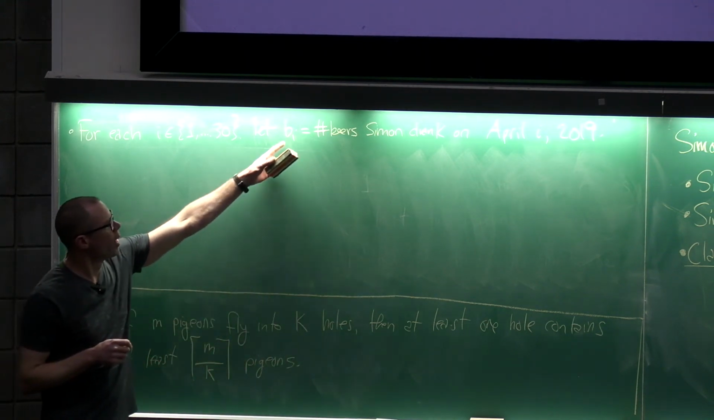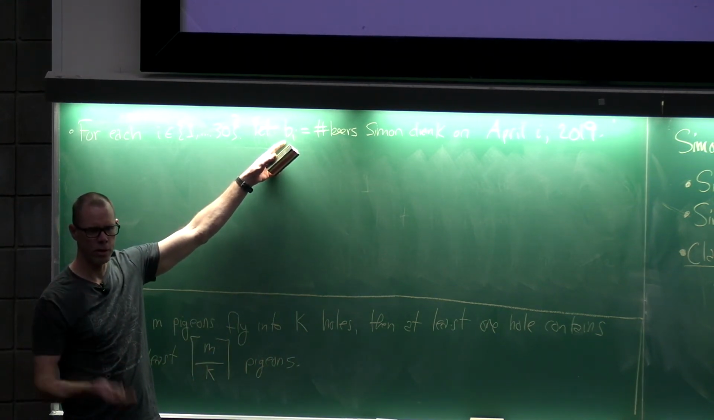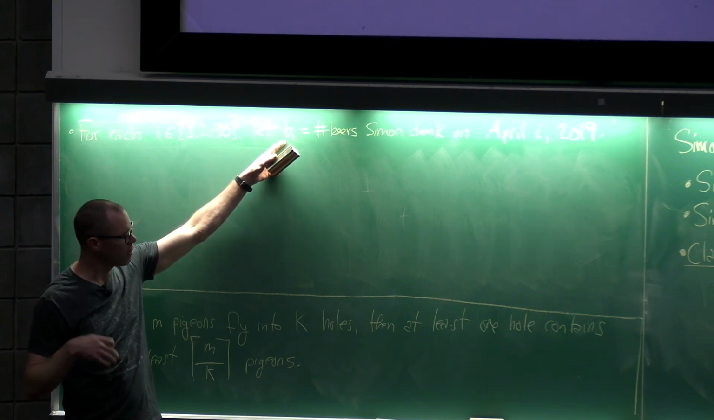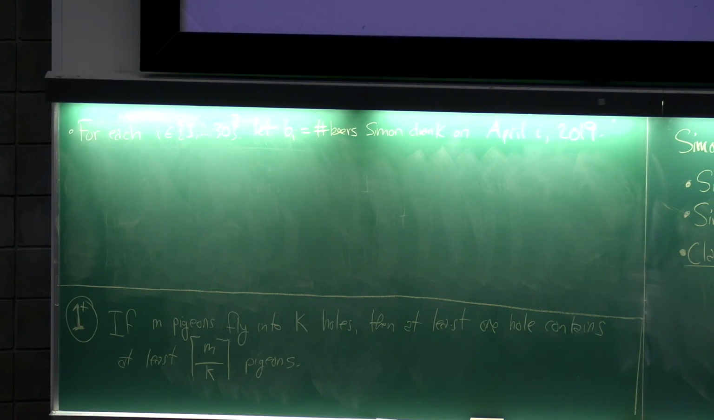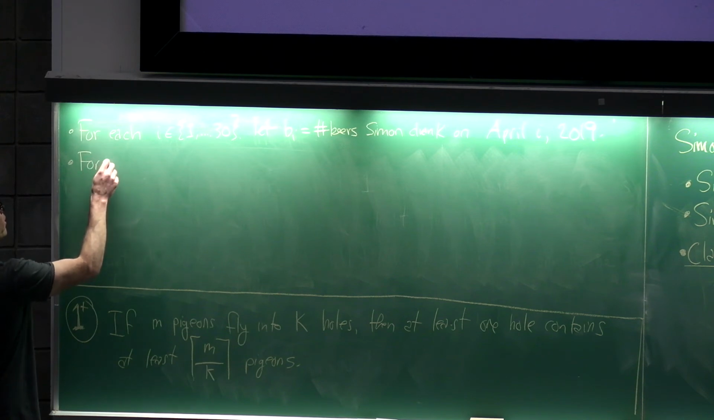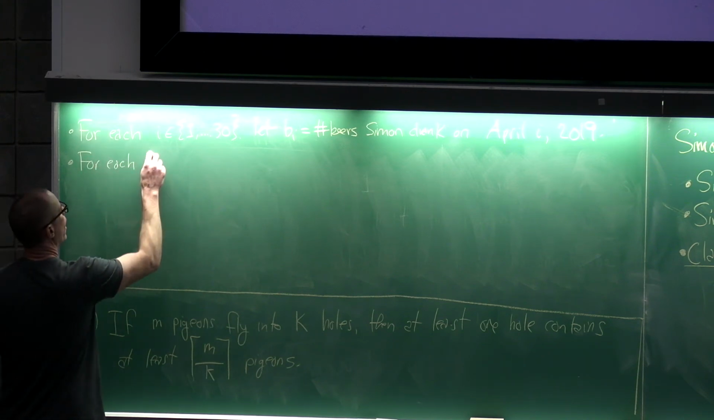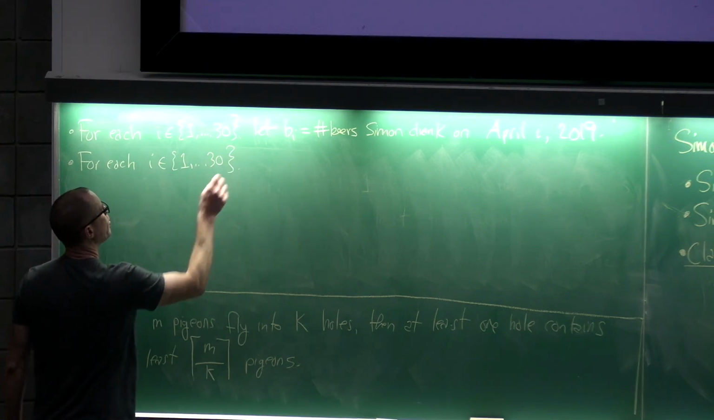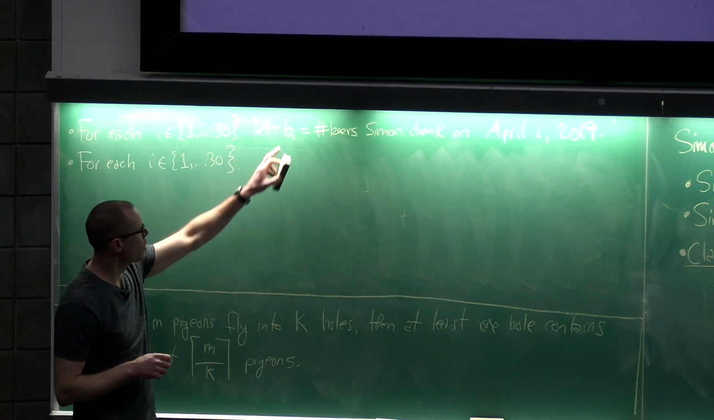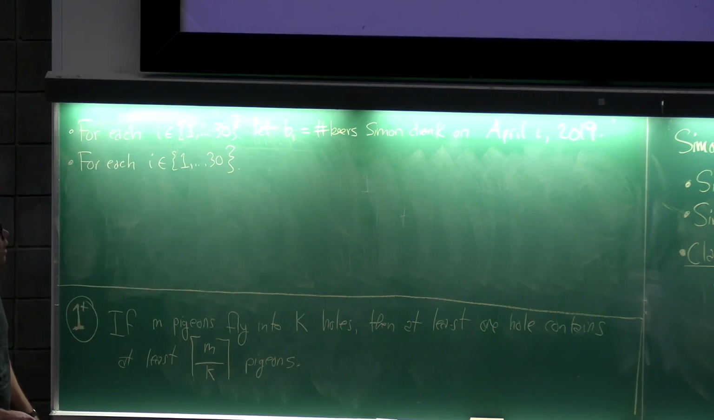So B1 is the number of beers he drank on April 1st. B2 is the number of beers he drank on April 2nd. B3 is the number he drank on April 3rd, and so on. And for each i from 1 to 30 as well, we're not only going to keep track of how many beers Simon drank on day i, we're also going to keep track of how many beers Simon drank leading up to day i, including day i.